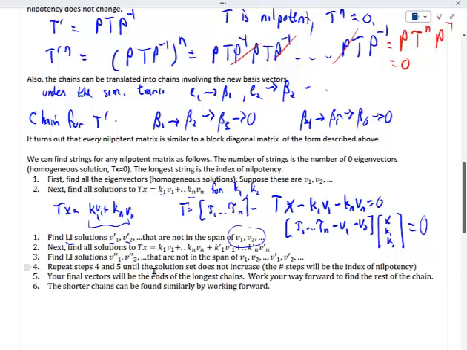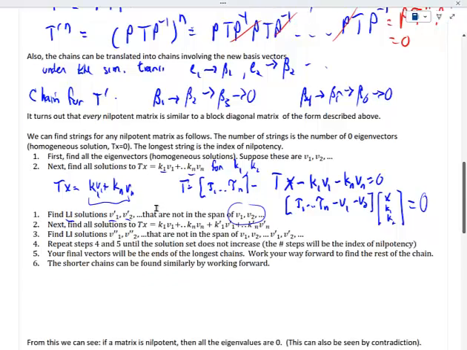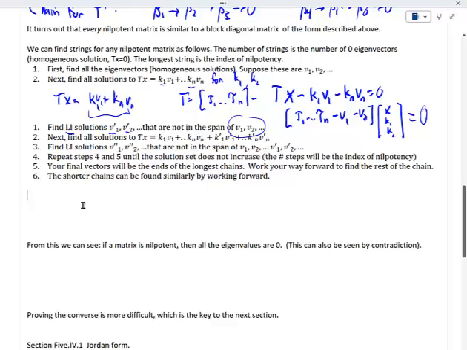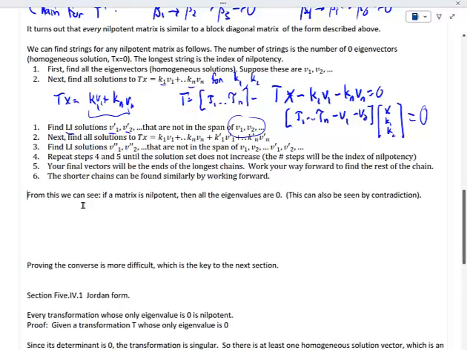Now, this is only going to work for a nilpotent matrix. It's not going to work if the matrix is not nilpotent. So that's why you should check first that the matrix is nilpotent, by multiplying it by itself and seeing if you get 0. Not all matrices are nilpotent, and in fact, the next section is about how you deal with non-nilpotent matrices.